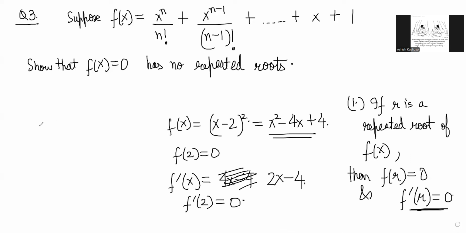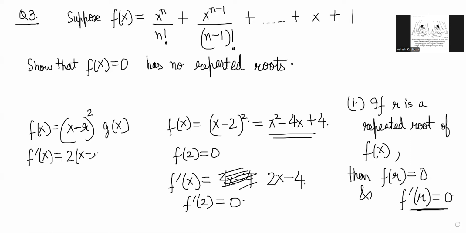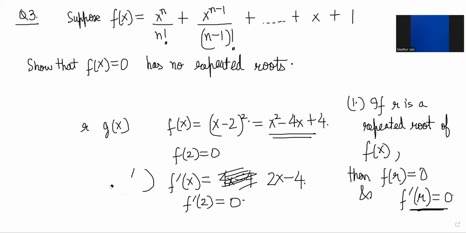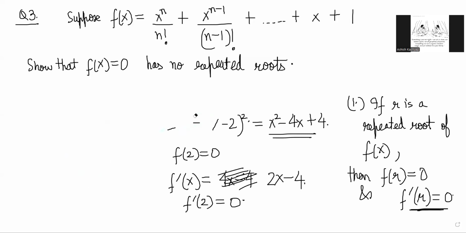Whenever you have a repeated root, it is like f of x equals x minus r to the power 2 times some other g of x. Then when you do f dash x, you will get 2 times x minus r g of x plus x minus r whole square g dash x. And f dash r is 0 because both terms have a factor of x minus r, right? I hope that is clear to everyone. You have to use that logic to try to prove that this function cannot have a repeated root.